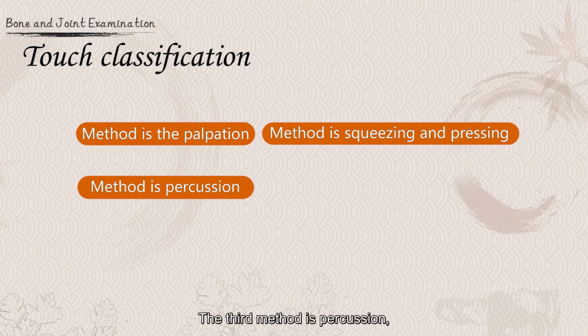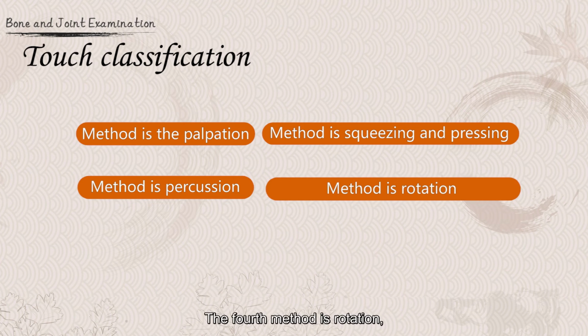The third method is percussion. We use the base of palm or fist to percuss the distal end of the limb. It is to examine whether there is a fracture in the backbone, also known as a longitudinal percussion.